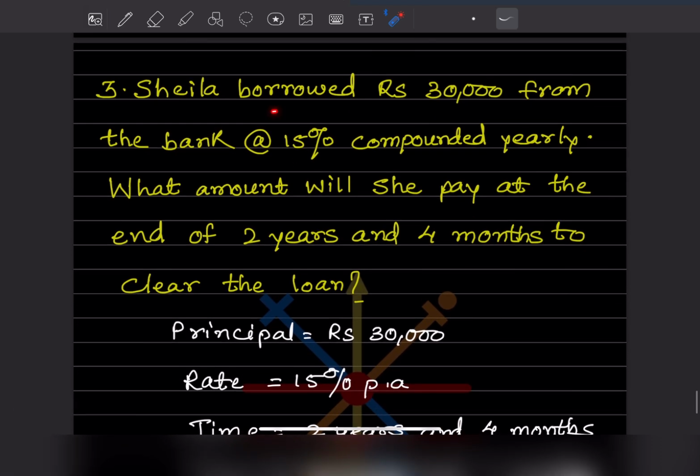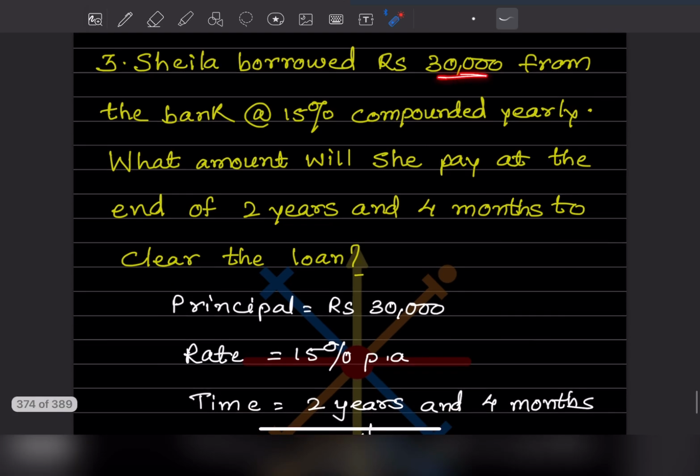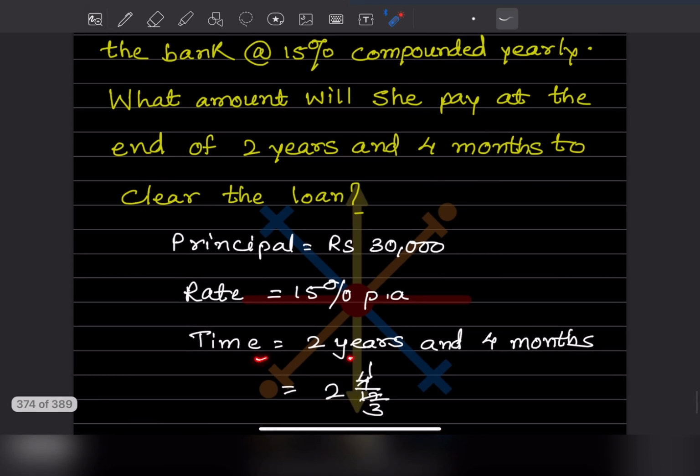Sheila borrowed rupees 30,000 from the bank at 15% compounded yearly. What amount will she pay at the end of 2 years and 4 months to clear the loan? So the principal is given as 30,000. Rate is given as 15% PA, that means per annum, that is for 1 year. And the time is 2 years and 4 months.